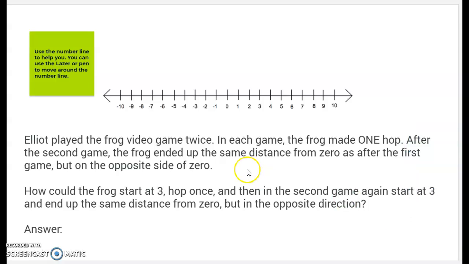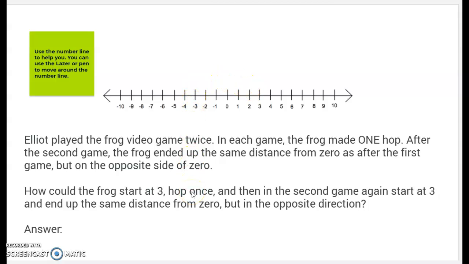Elliot played the video game twice. So here we're back to Elliot with his video game that we discussed in class. In each game, the frog made one hop. After the second game, the frog ended up the same distance from 0 as after the first game, but on the opposite side of 0. How could the frog start at 3, hop once, and then in the second game again start at 3 and end up the same distance from 0, but in the opposite direction?